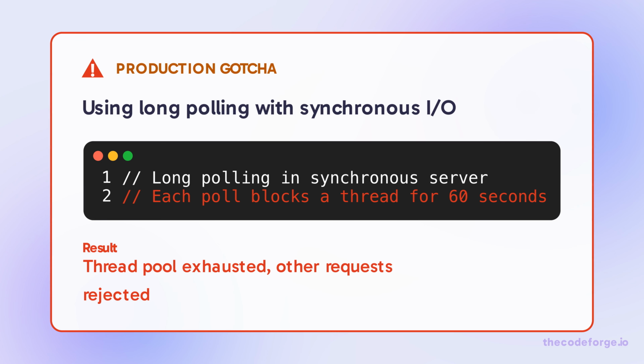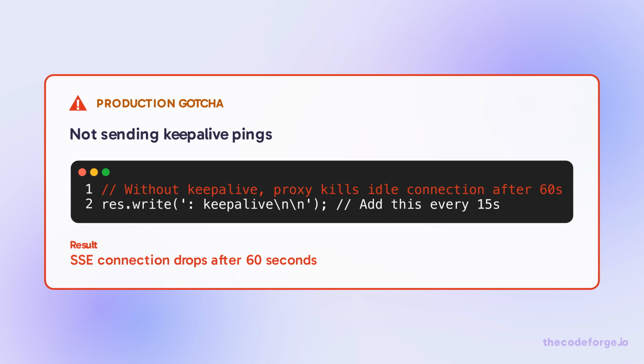Long polling ties up server threads for the duration of the poll. Always use async I/O or dedicated connection handlers for real-time protocols. Load balancers and proxies have idle timeouts. If your SSE connection sends no data for longer than the timeout, the proxy kills it. Fix: send keepalive pings. For SSE, a comment line every 15 seconds.